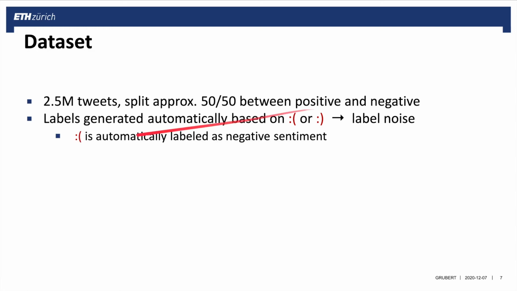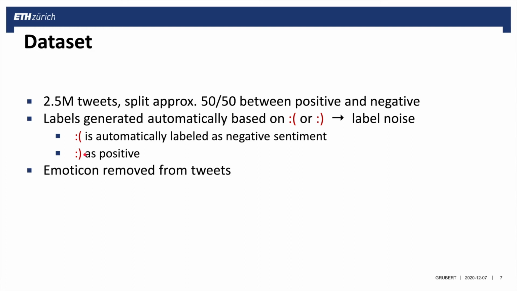The tweets with a frowny face are automatically labeled as having a negative sentiment, whereas the tweets with a smiley face are automatically labeled as being positive. Of course, the emoticons are removed from the tweets to prevent the classifier from using the emoticons as a defining feature. Let's now discuss the issue of label noise.